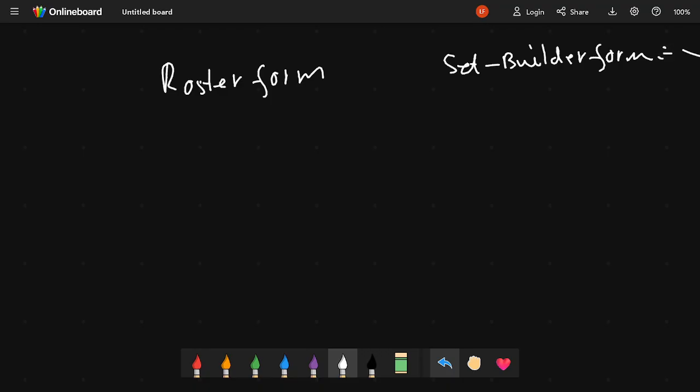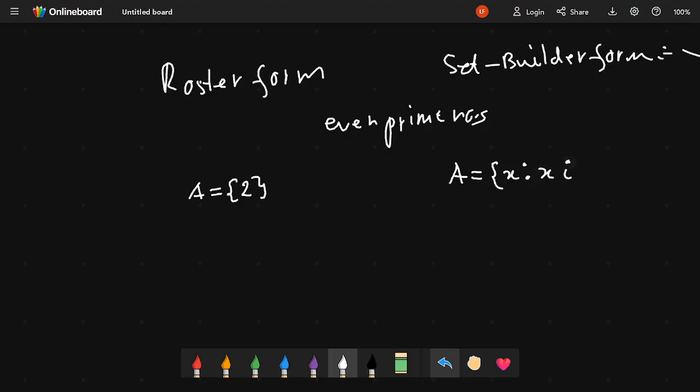What are these? So the roster form is just writing them out in a list like this. Let's say the condition is even prime numbers. So what are the even prime numbers that we know? Only 2. 2 is the only even prime number. So A would be 2. So the set is just 2 because it has only one element. And if you want to write this in set builder form, it would be A equals X, colon, such that X is an even prime number. So this is how you would represent this in both the forms.